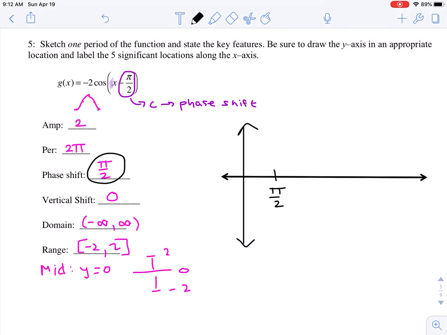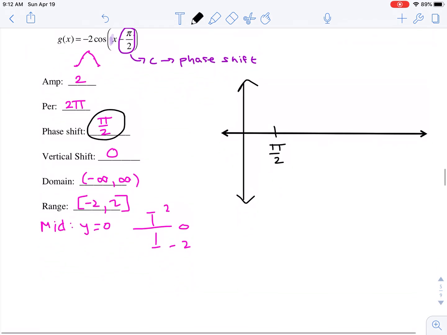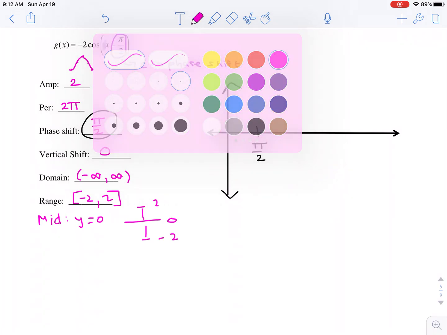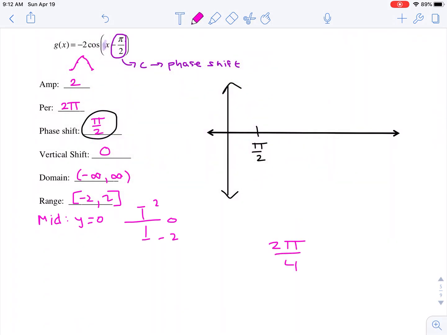And we do have a period of 2 pi, so I'm going to take that period of 2 pi and I'm going to divide it into fourths, just like we always do, right? 2 pi over 4 gives me each interval should be pi over 2 long. But I'm starting at pi over 2. This is my first one, right? So my next part is going to be pi over 2 plus pi over 2, which gives me 2 pi over 2, which reduces to pi.